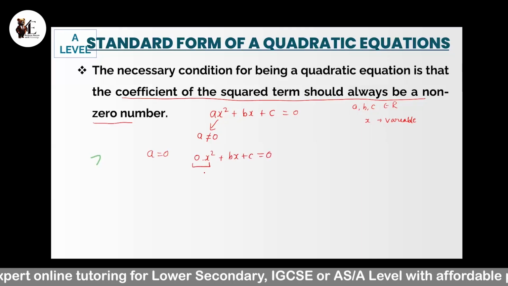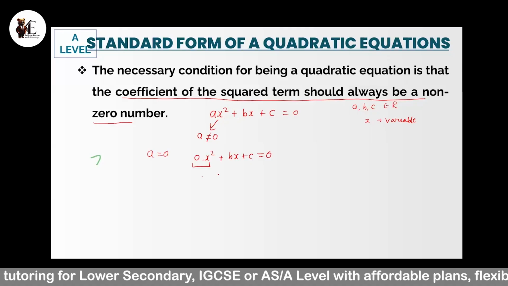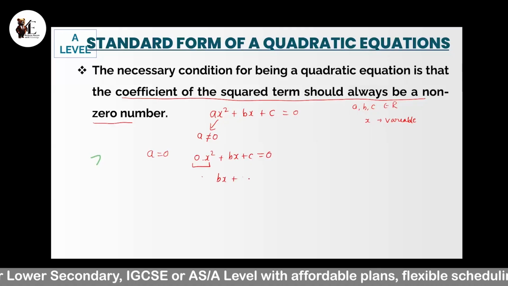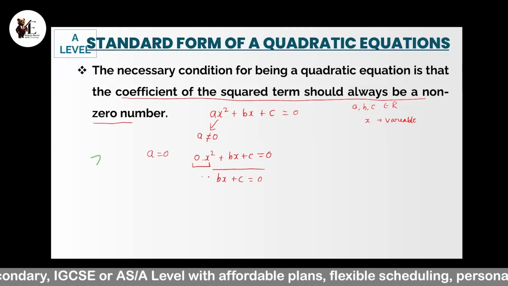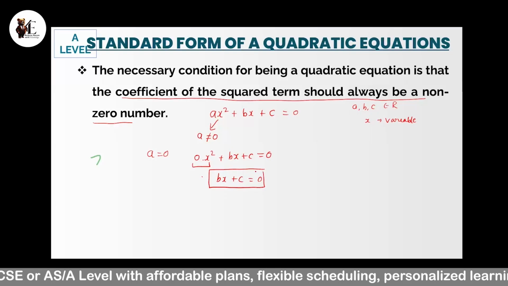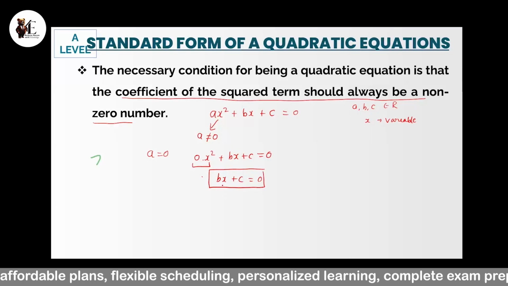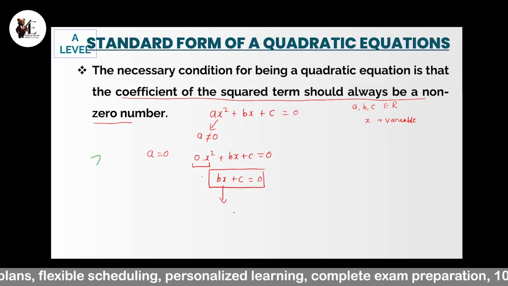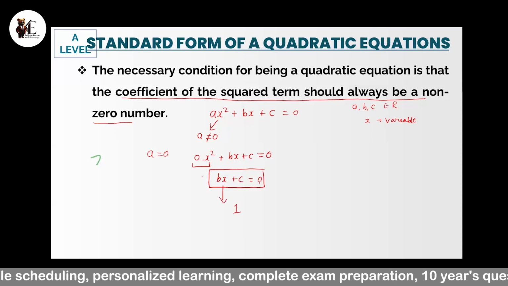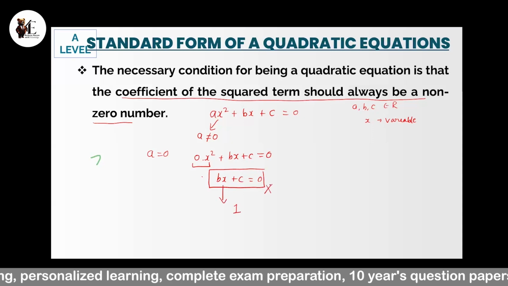So 0 into x square, that will become 0. So now we have bx plus c is equals to 0. If I check the condition which we just covered, that the highest power of the variable should be 2, you can see that the highest power of the variable is 1. It is not 2. So it is not a quadratic equation.